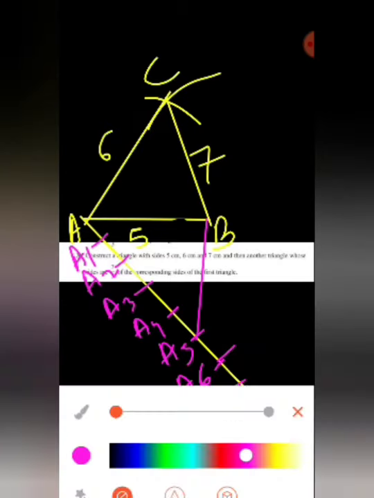After joining A5B, make an arc from A5 like this. I'm sorry, it's not an arc. From A7 with the same measurement, make an arc. Measure the distance from here to here and make an arc here. After that, you join your A7 to that arc so that it would be parallel to line A5B.